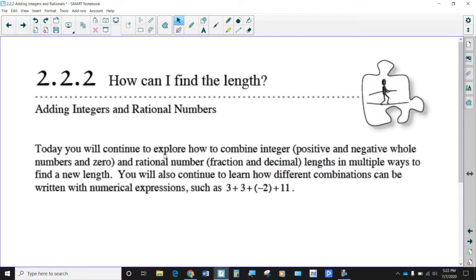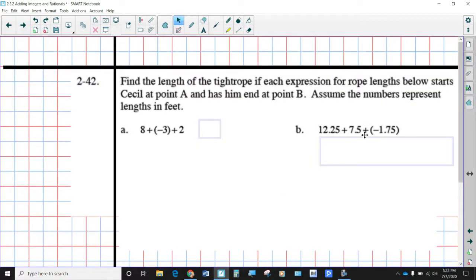Okay, so today we will continue to explore how to combine integer and rational number lengths in multiple ways to find a new length. You will also continue to learn how different combinations can be written with numerical expressions, such as this one, 3 + 3 + -2 + 11. Okay, so to get started, please copy down these 2 expressions and try and figure out what the value is.